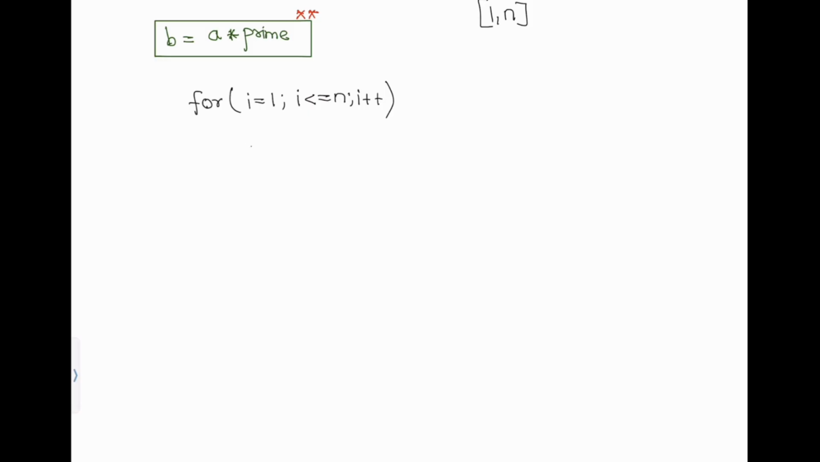And let's say every time we assign our value a as equal to i. And what is our b going to be? Well, our b is going to be a multiplied with some prime number. But then the question is, where is this prime number? I'll come to it.